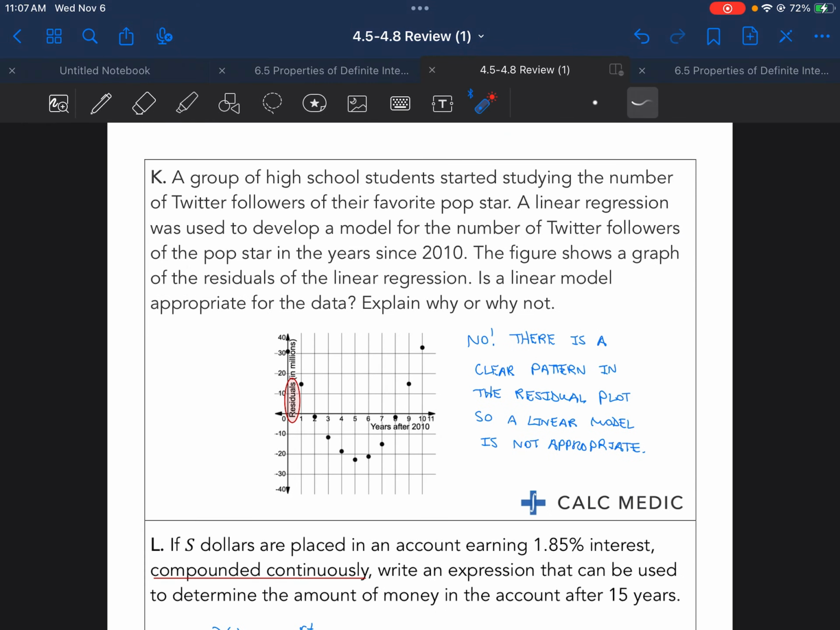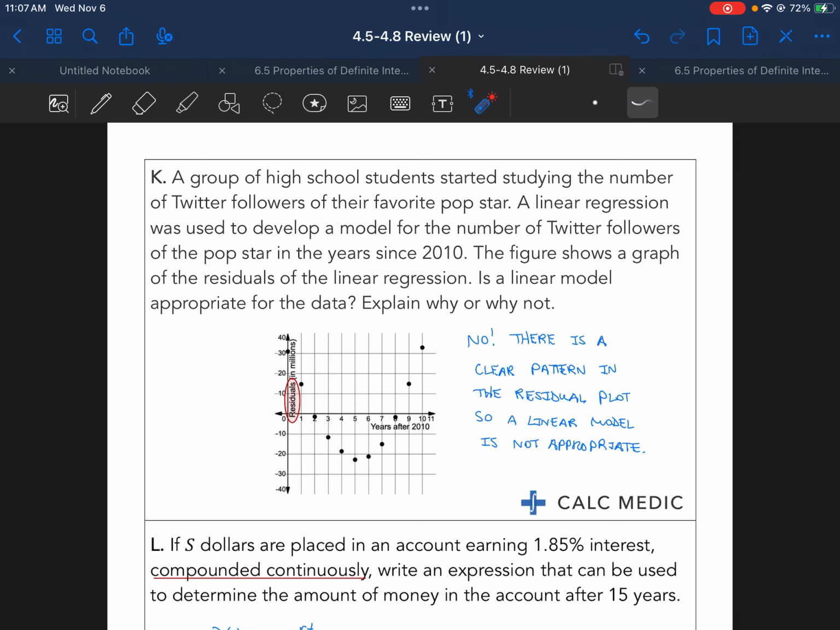All right, part K. A group of high school students started studying the number of Twitter followers of their favorite pop star. Linear regression was used to develop a model for the number of Twitter followers of the pop star in the years since 2010. The figure shows a graph of the residuals of the linear regression. Is a linear model appropriate for the data? Explain why or why not.